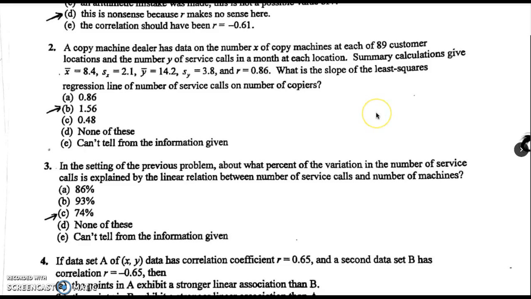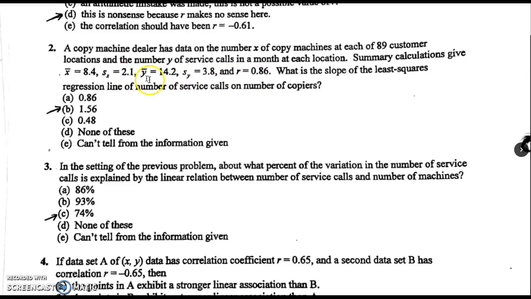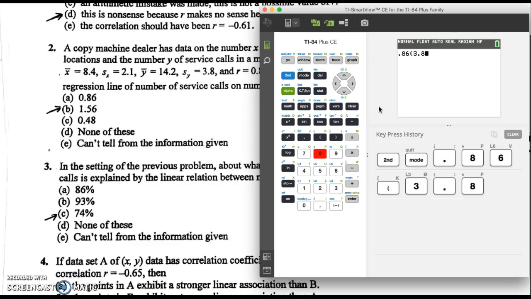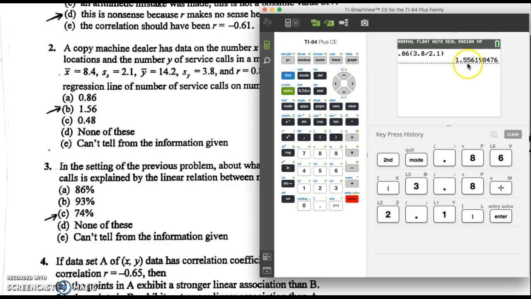If you want to calculate the slope, you need to use the formula, which is b is r times Sy over Sx. So we're going to do 0.86 times 3.8 divided by 2.1 on our calculator. 0.86 times 3.8 divided by 2.1 is 1.556, 1.56. Answer is B.